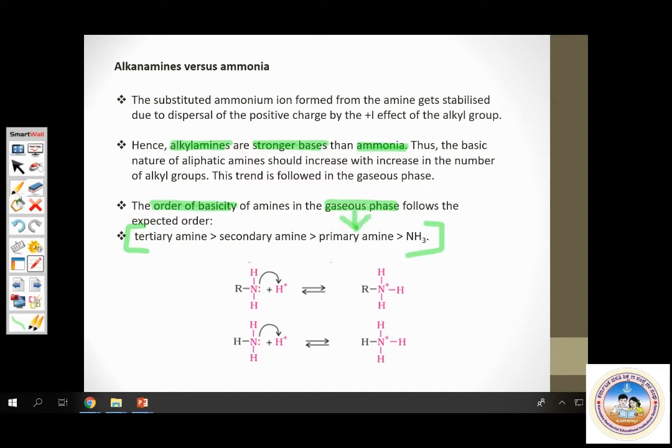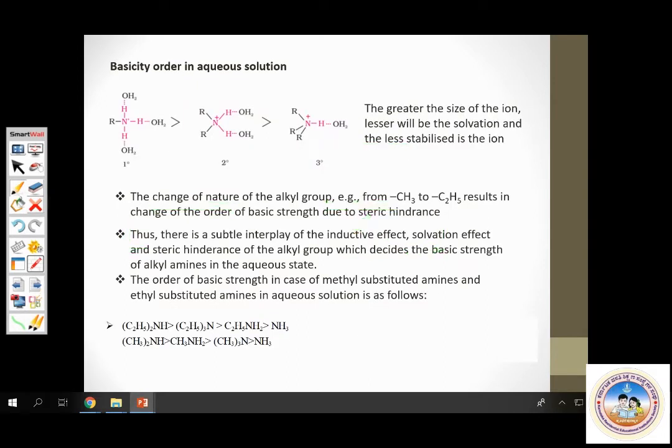Now, what if it is in solution? How do you analyze strength of amines in solution? This is important. See, it is very important for entrance exams. Basic strength of amines in solution, aqueous solution. Now, how do you guess that? Here, there are a number of factors involved. What are the factors? Of course, it's the plus R group, inductive effect. See, inductive effect is always there. In addition to inductive effect, there is something called solvation effect.